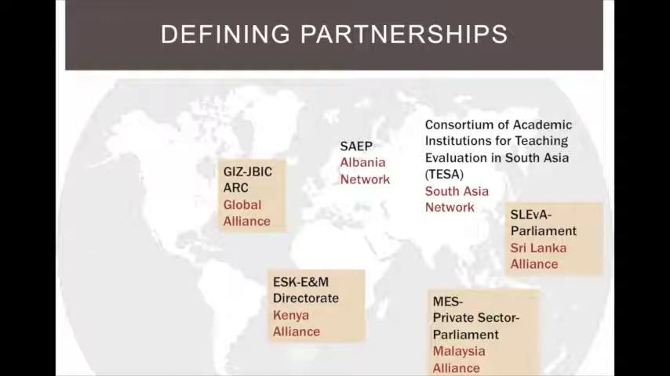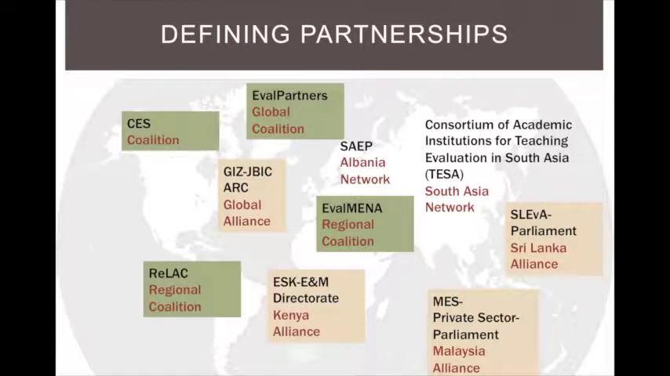Last but not least, an example that we will explore later on in more depth. In Malaysia, the Malaysian Evaluation Society has come together with private sector and parliament in a tripartite alliance. They've come together to promote evidence-based policymaking and also for the private sector to have a role in that process. So it's a very interesting alliance, and as I said, we will explore it a little bit further in this presentation.